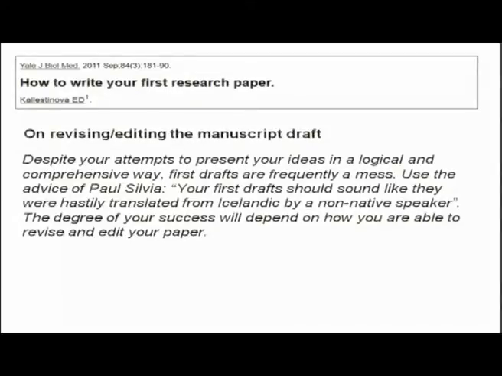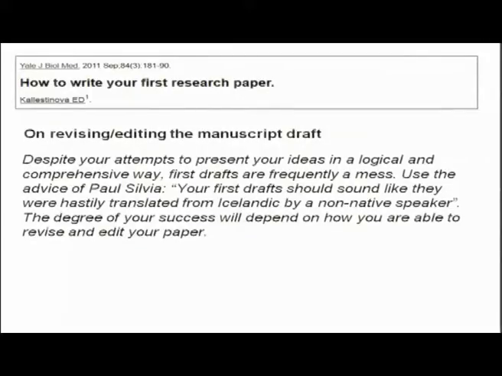Despite your attempts to present your ideas in a logical and comprehensive way, the first drafts are frequently a mess. You give it to any reader, and the reader will say, I don't get anything out of it. Use the advice of Paulus Sylvia: first drafts should sound like they were hastily translated from Icelandic by a non-native speaker.